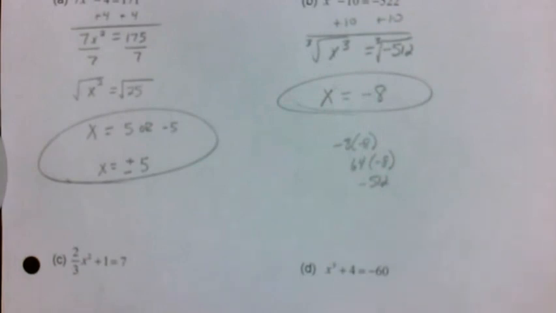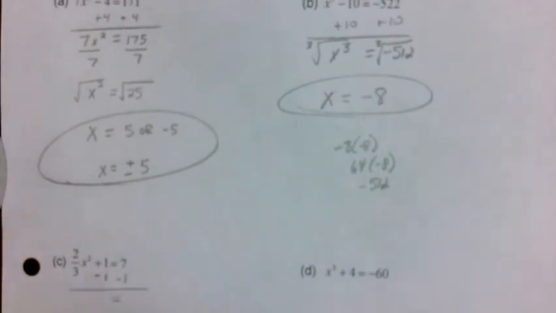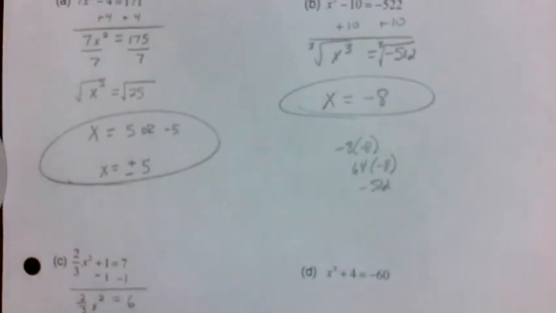All right, well, what about our next example? Now we have 2/3 x squared plus 1 is equal to 7. All right, we're going to start by subtracting the 1 that we're adding. Subtract 1 on each side. That's going to make our equation say 2/3 x squared equals 6.